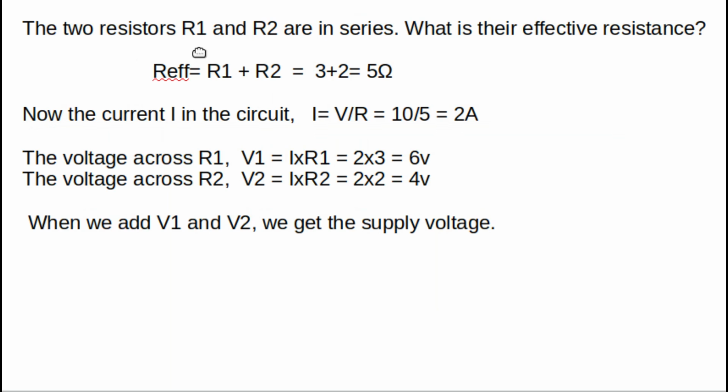The resistors R1 and R2 are in series. So the effective resistance is their sum. So it is 3 plus 2 equal to 5 ohm. Now the current in the circuit is I equals V by R. V is 10, so 10 by 5 equal to 2 ampere.